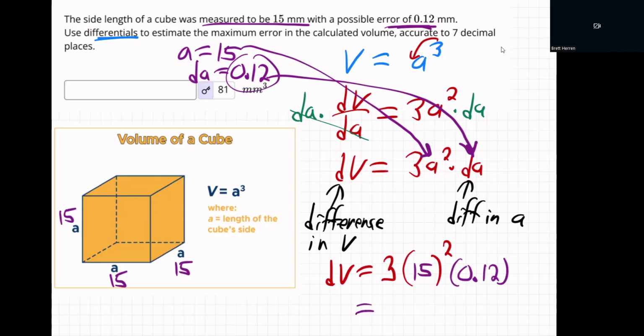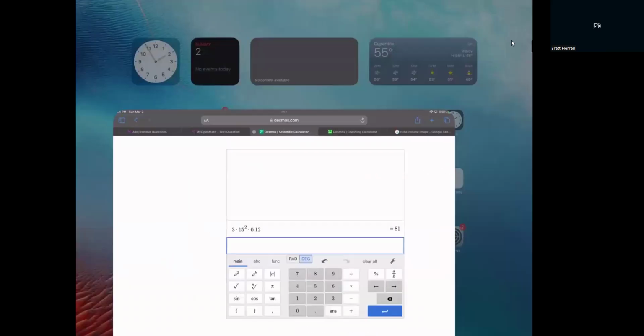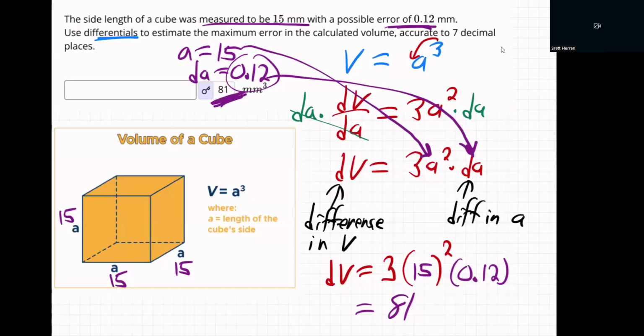All right, we're going to hit the buttons on our calculator. 3 times 15 squared times 0.12. Was that 81? So 81, which is indeed the answer. The units are cubic millimeters, because that's volume. The difference in volume could be as much as 81 cubic millimeters.